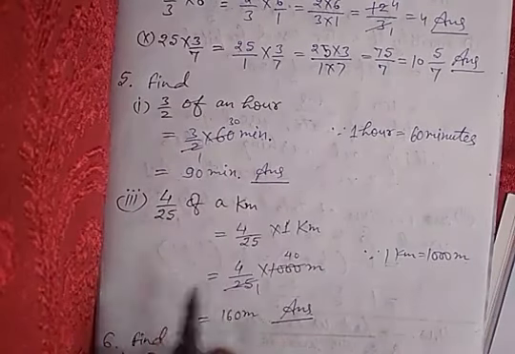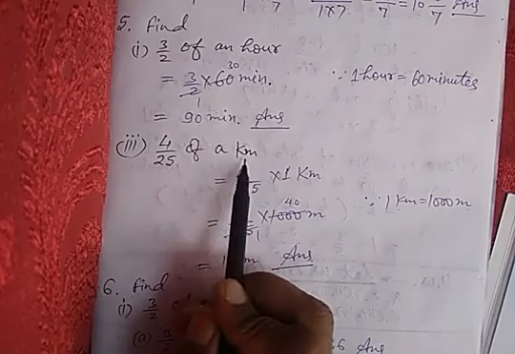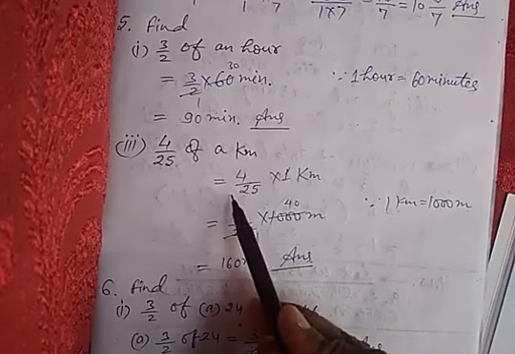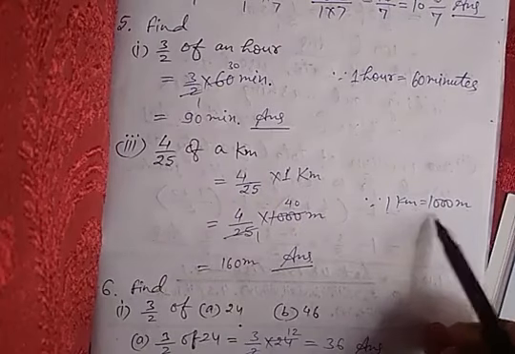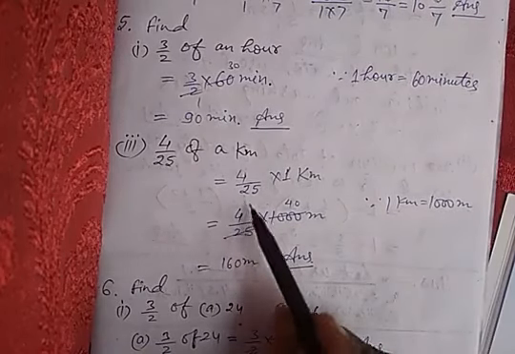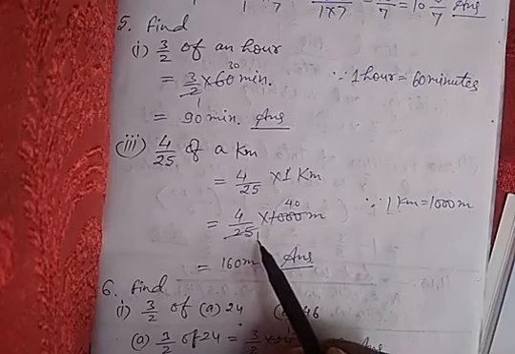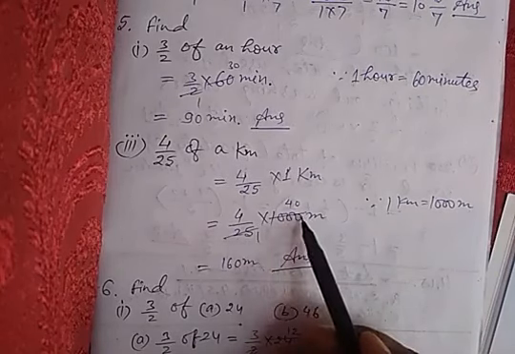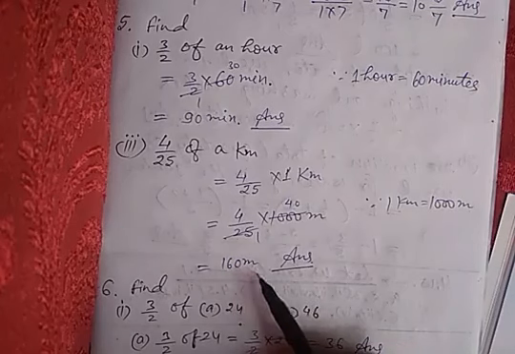This is the answer. Now third part: 4 upon 25 of a kilometer is equal to 4 upon 25 into 1 kilometer. Since 1 kilometer is equal to 1000 meters, it is 4 upon 25 into 1000. 25 1s are 25, 25 4s are 100 and 0, 40. 4 40s are 160 meters. This is the answer.